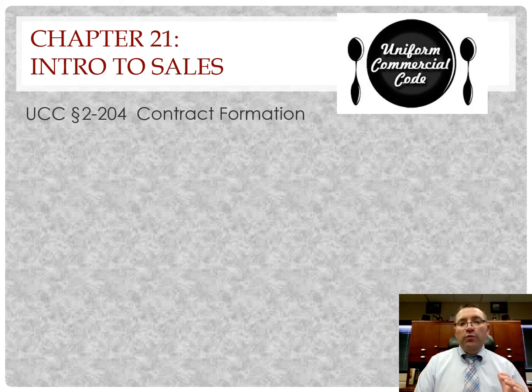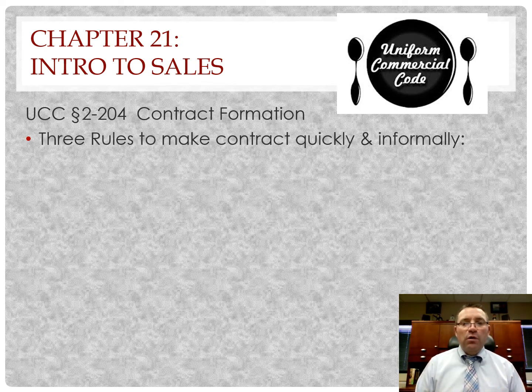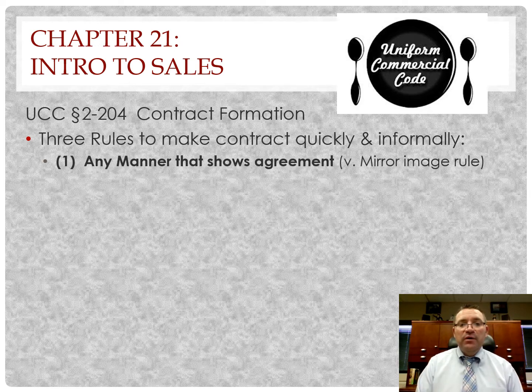All right. Now, under the UCC, here's what the court is really looking for to determine if the parties are forming a contract. I've kind of prefaced this: there are three ways to make a quick and informal type of contract under the UCC, which is very different from common law. Under common law, there was the mirror image rule. Here I have an actual offer to you. You have to accept exactly that offer that I have given to you.